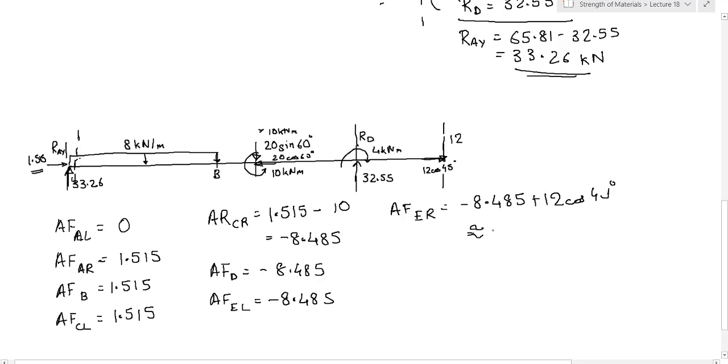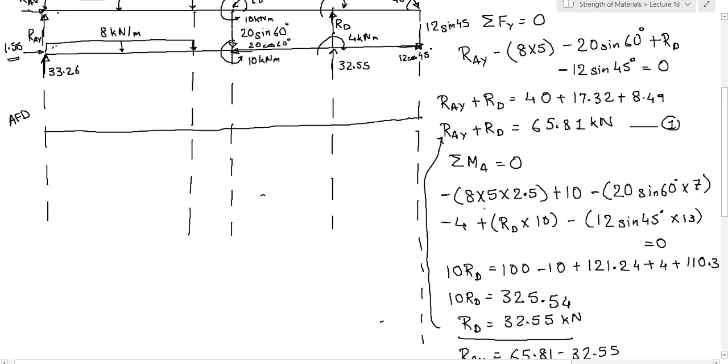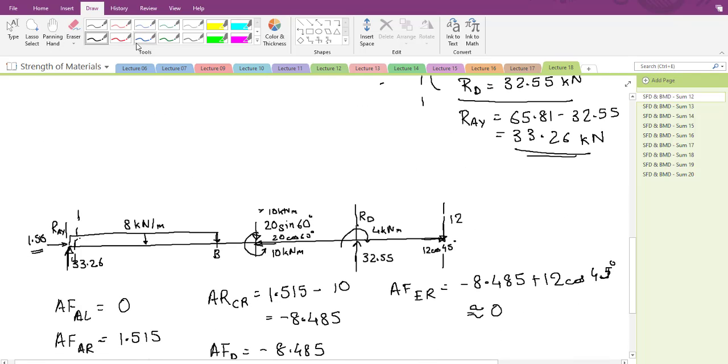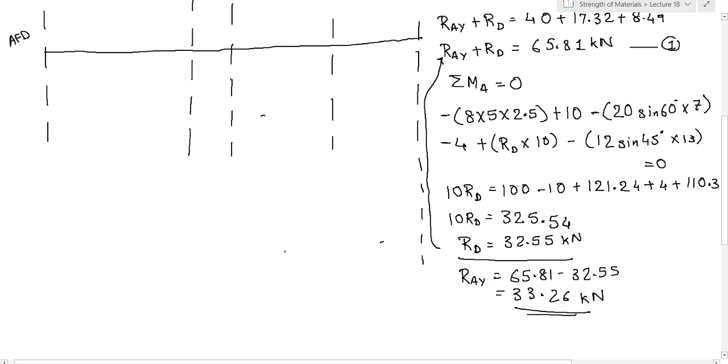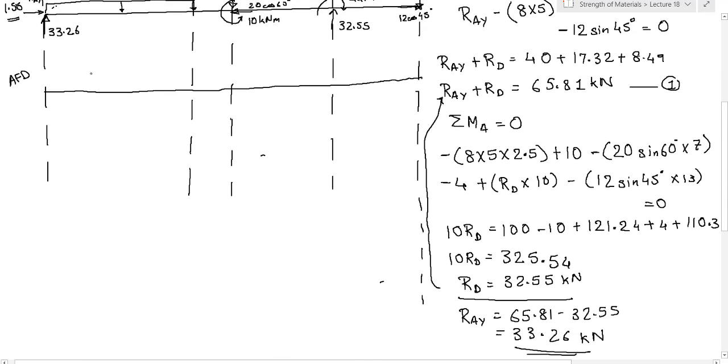So it is approximately equal to 0. It is coming 2.8 into 10 raised to minus 4. Right? That is going to be there because we are doing approximation, sine 45, cos 45. So it is approximately equal to 0. So at A, it is going from 0 to 1.515. Right? I will draw this in red color. The maximum value is 8.485. So we can take 4 centimeter as 4 lines. So this will be 0 to 1.515.